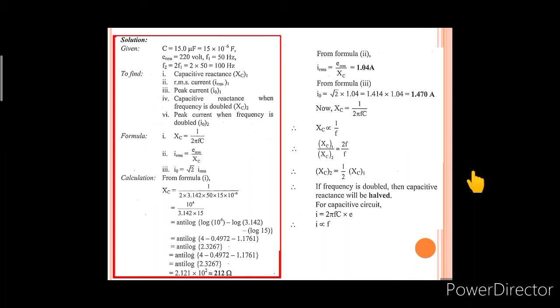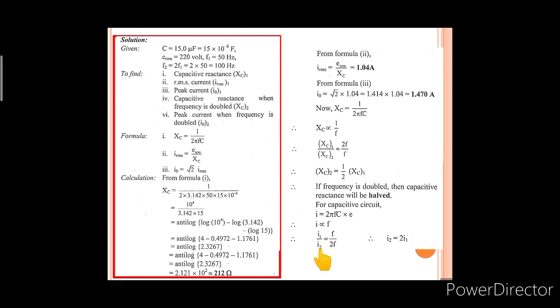And for a capacitive circuit, as we know that the current I is 2 pi F C into E, the relationship between the current and the frequency is given as I is directly proportional to F. So here we can take the ratio of the currents I1 upon I2 as F1 upon F2. F1 is nothing but the given frequency, and F2 is the frequency which is double the original frequency, so we can write it as 2f.